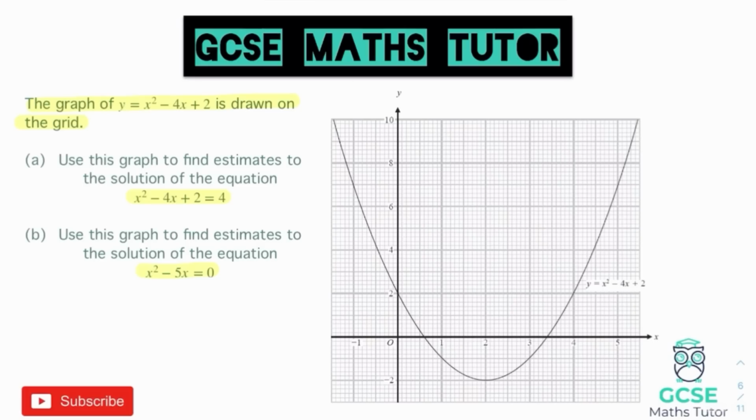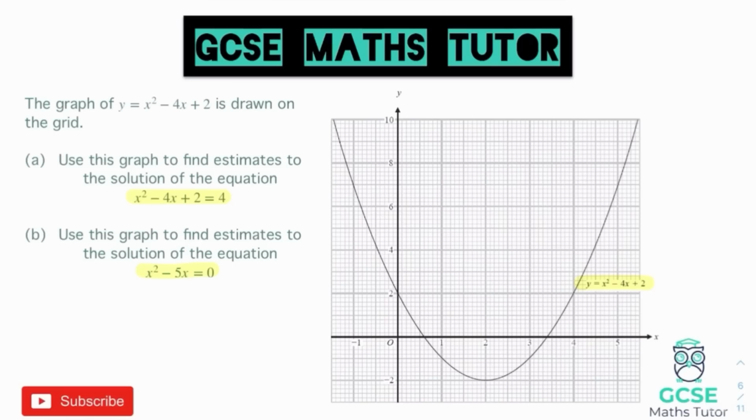So it says here the graph of y equals x squared minus 4x plus 2 is drawn on the grid, and again we can see that, as it's been labelled on the graph there. So if we're going to go about this, read the question, make sure it is all labelled, make sure you know what you're looking at. So for part A here it says use the graph to find estimates to the solution of the equation x squared minus 4x plus 2 is equal to 4.